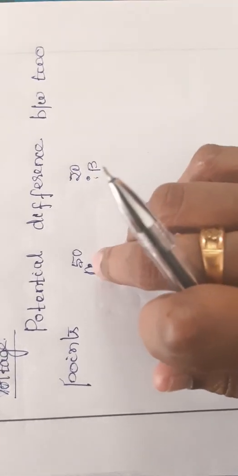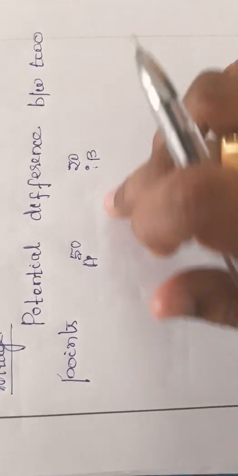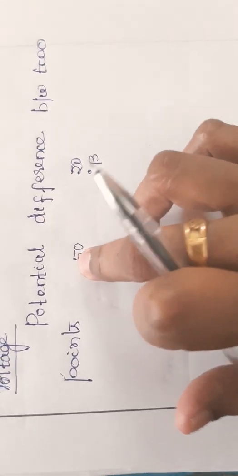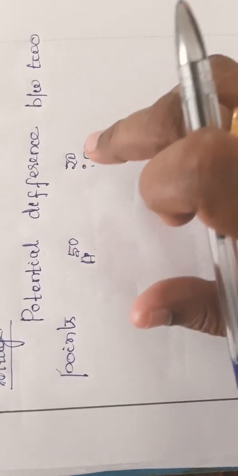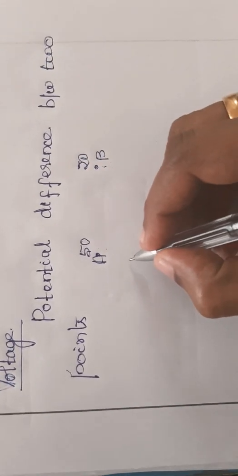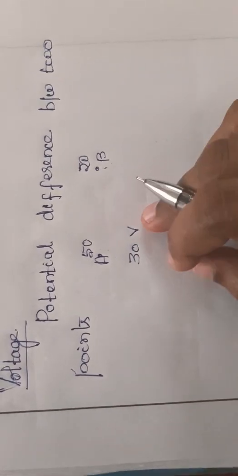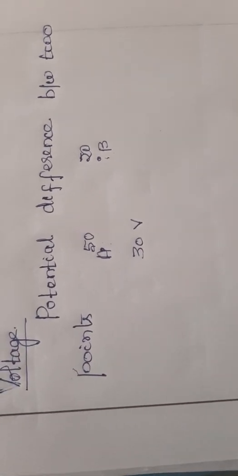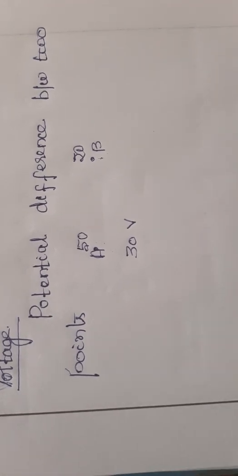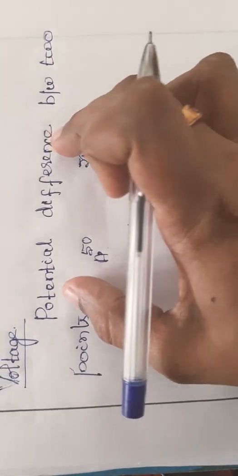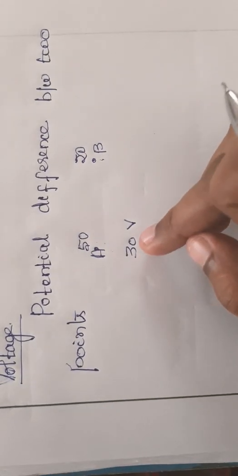So here, the potential difference between 2 points. Point A is 50, point B is 20. So 50 minus 20 we got 30 volt, 30 voltage. So we say 30 volts, 40 volts, and so on. The voltage is known as the potential difference and it can be measured in volts. The unit is volt.